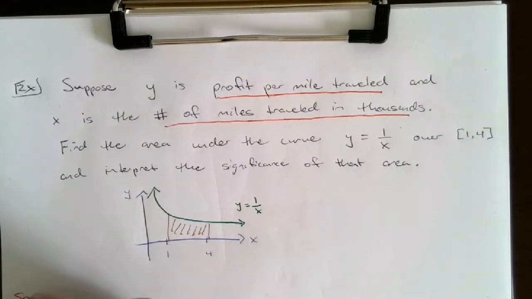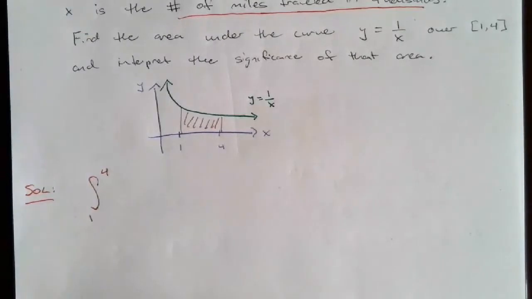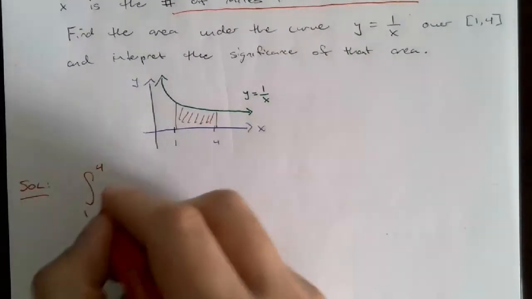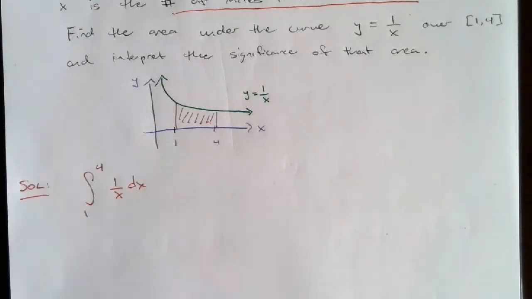So for my solution, the first thing I'm going to do is ask, how do you get the area under the curve? Well, we're going to take the definite integral. It's the integral over the interval from 1 to 4, that's our a to b. So it's going to be the integral from 1 to 4 of our function, which was 1 over x, dx. And so you need to know the antiderivative of 1 over x.